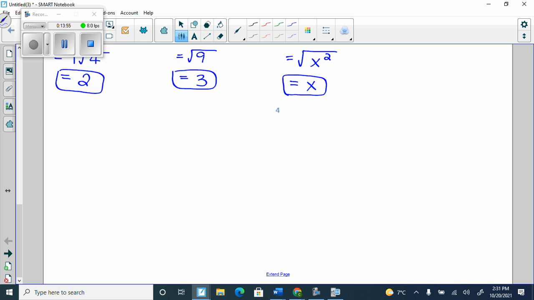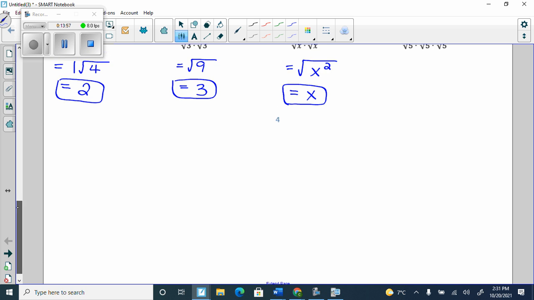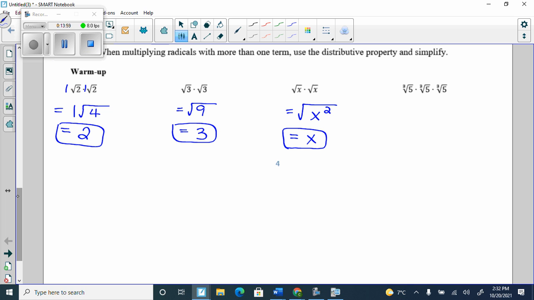So, the rule actually in layman's terms is when you multiply two roots together that are the exact same, you get that answer. So if you have root A times root A, it's just going to be what? A. Root 6 times root 6 is? Root 6 times root 6 is 6.